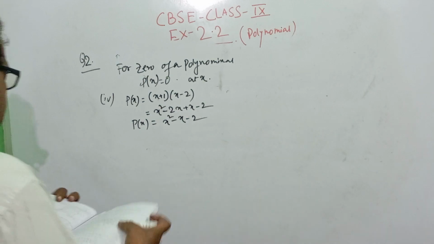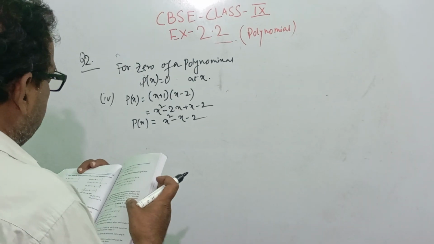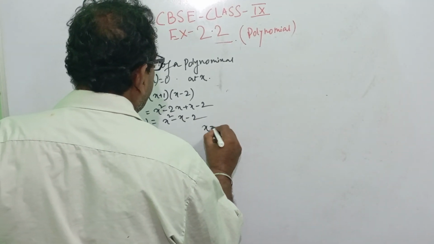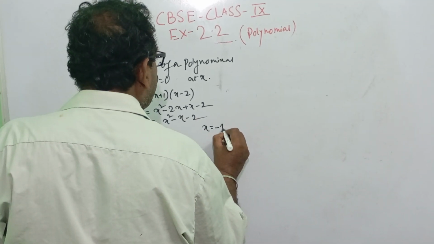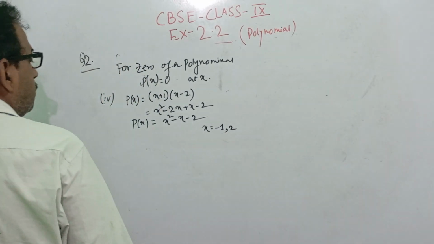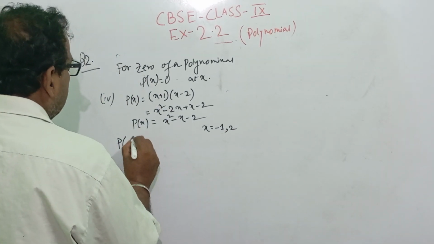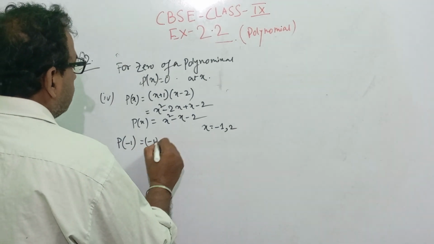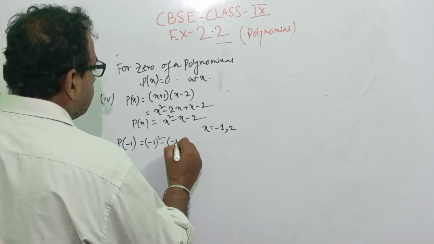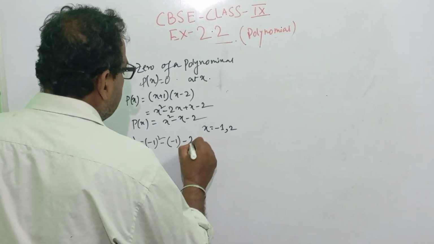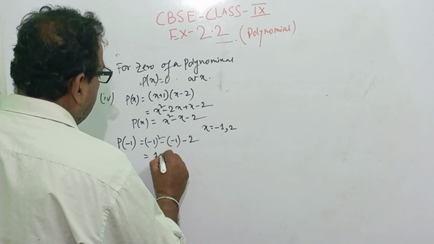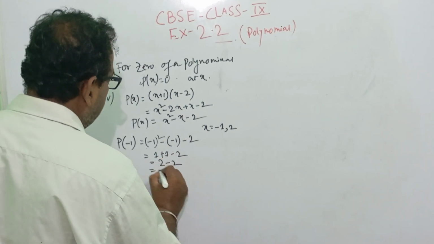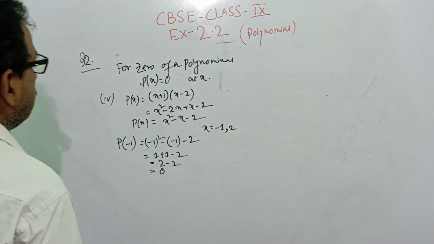Now what they have said, at x is equal to minus 1, 2. Now p(minus 1) is equal to minus 1 square minus 1 minus 2. That is, this is 1, this is plus 1, this is minus 2. That is 2 minus 2 is equal to 0. The first question is over.